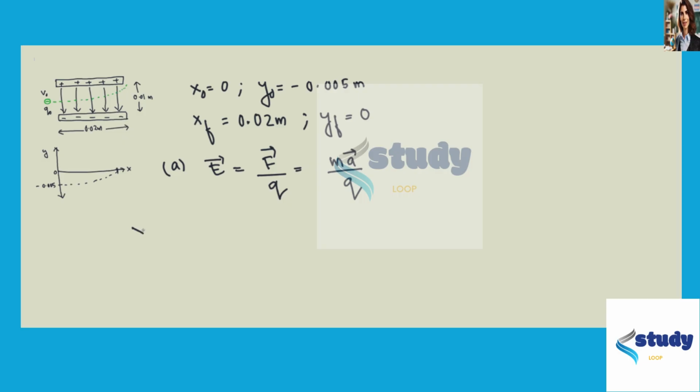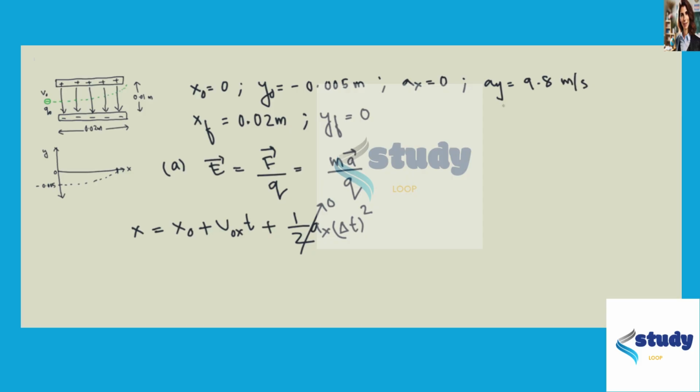So first we need to calculate the time. This is the equation that we will be using. This is the time taken by the electron in order to travel this distance. Now since there is no acceleration in the horizontal direction, ax is 0, and acceleration in the vertical direction is gravity, which is negative 9.8 meter per second squared because gravity points downward.